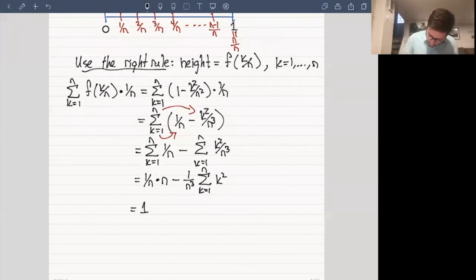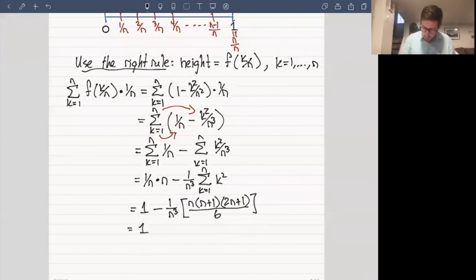Now, what happens over here? Well, we get 1 over n cubed, and then times the sum of the first n squares, which I will give you the formula. It's n times n plus 1 times 2n plus 1 divided by 6. And I'm just going to multiply in the 1 over n cubed. I'm not going to simplify anything just yet. We'll just talk about what this says.